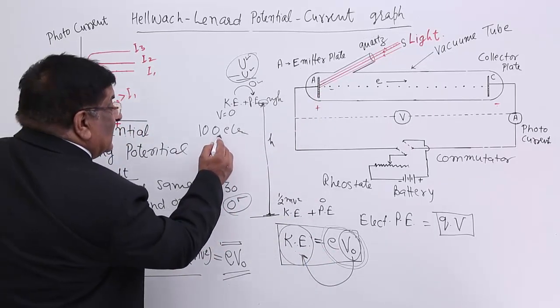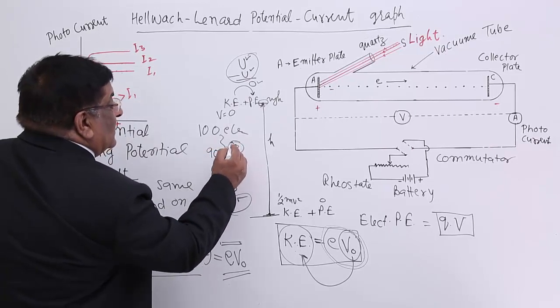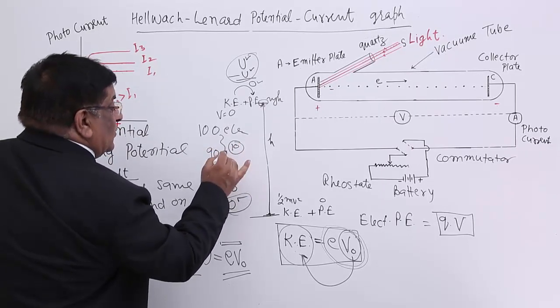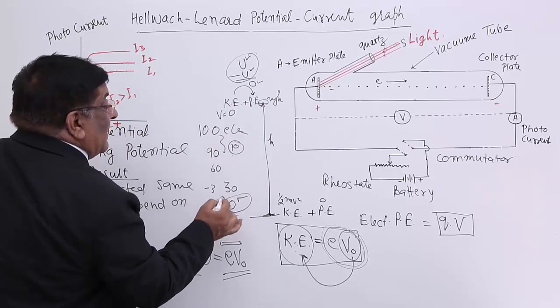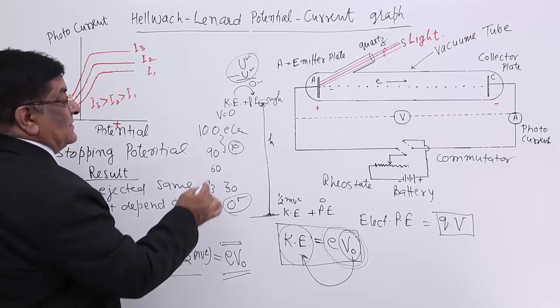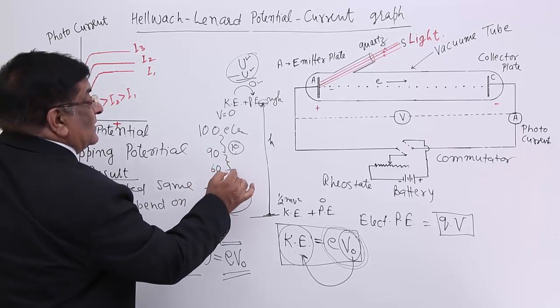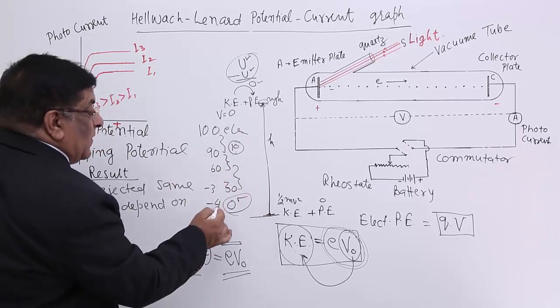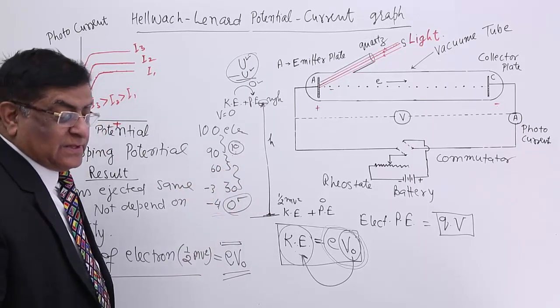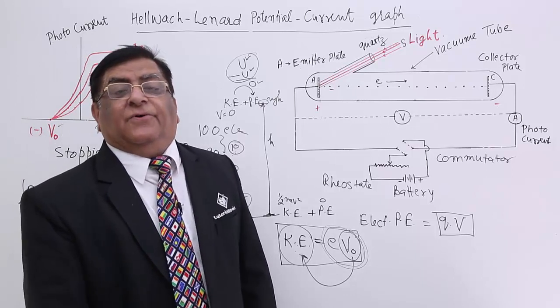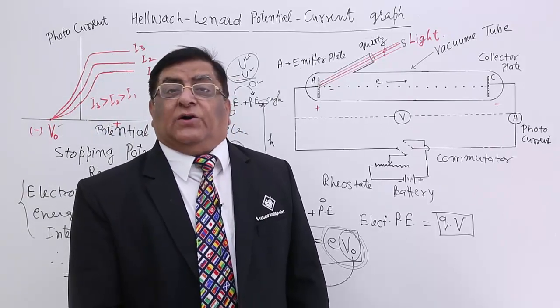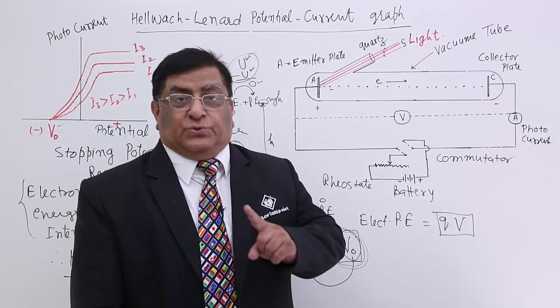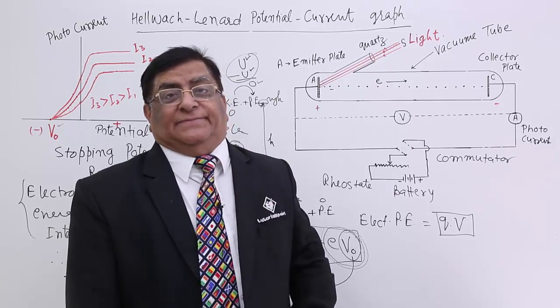Then for these 10 electrons, why was the kinetic energy not maximum? Why was it less for this? Why was it less for this? Why is it maximum for this? The answer is, the kinetic energy of all of them is not equal, due to a particular reason.